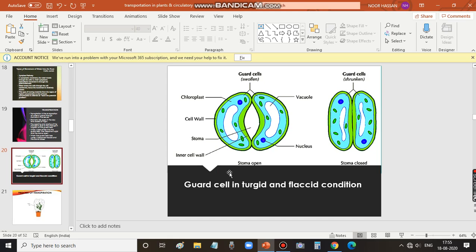So this is the structure. This diagram shows the structure of the guard cells, so that the stoma can open or close. This is the turgidity. The guard cells become more turgid, bulky, due to the entering of water, so the stomata are open. Here water is lost from the guard cells, so the opening is closed.